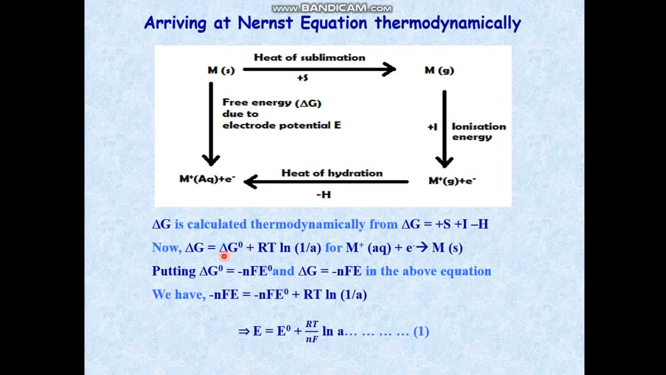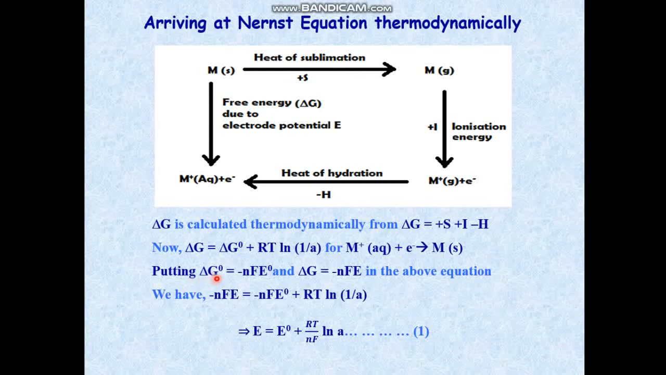Now we know the equation from thermodynamics, delta G equals delta G0 plus RT ln 1 by A. Why 1 by A? Because here 1 is the concentration of the solid metal. For any solid or liquid, the concentration is taken as 1, and A is the concentration or the activity of the metal cation. That is why it is written as 1 by A, that is product over reactant. Okay.